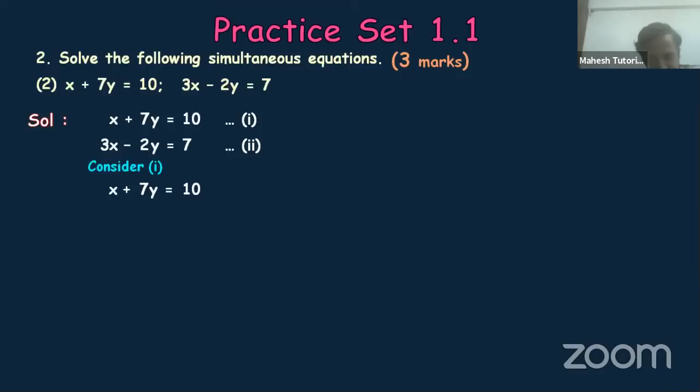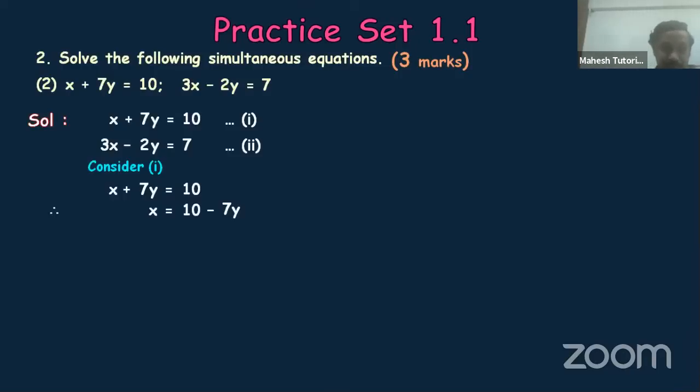Now students, once you consider any one equation of your choice, the next step is, there are two variables in this equation. Keep any one alphabet on the left hand side and shift the other to the right hand side. So in that case, I am keeping x on the left hand side. 10 stays in its place, and 7y has a plus sign here. If it goes on the other side of the equal to sign, the sign will become minus. So I have kept one alphabet on the left hand side and the other alphabet on the right hand side.